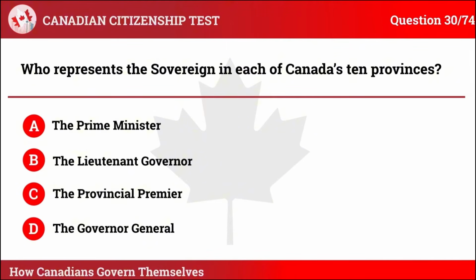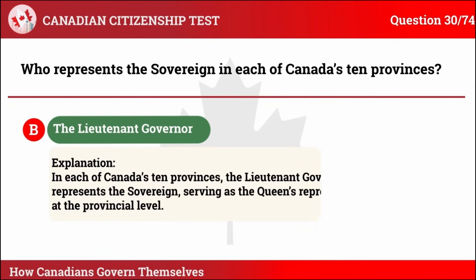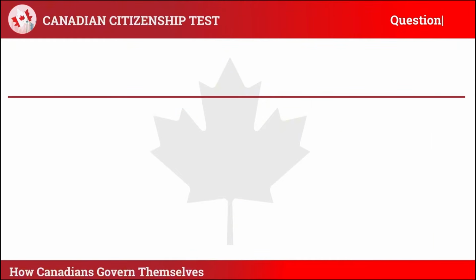The correct answer is B. The Lieutenant Governor. Explanation: in each of Canada's 10 provinces, the Lieutenant Governor represents the sovereign, serving as the Queen's representative at the provincial level. Question 31. What does MLA stand for?